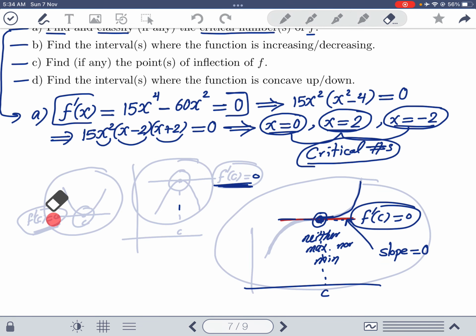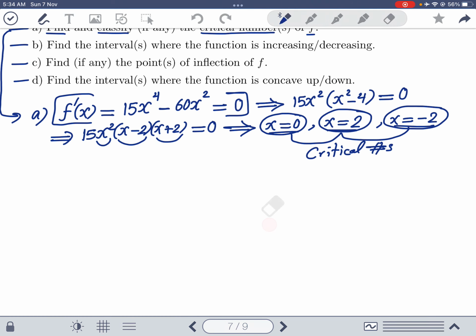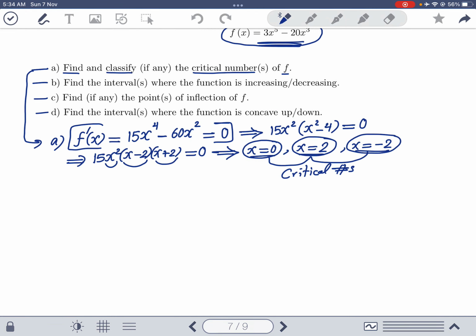It's just a quick review. Nice to have it when you're solving questions, that you remember quickly the material surrounding this. So 3 critical numbers, and classify them. They said find, that's fine, but now we want to classify them. So we will put the x-axis here, so 0, and we have -2, and we have +2.